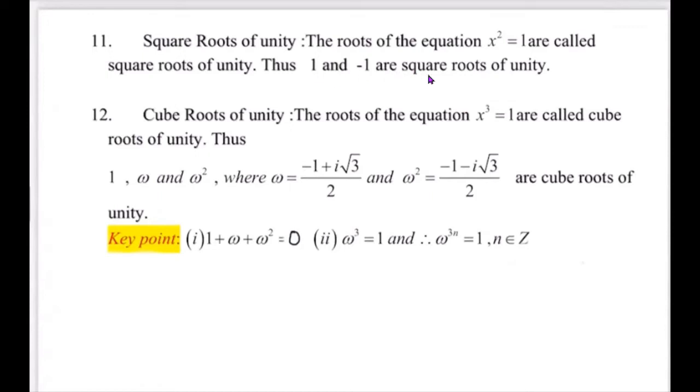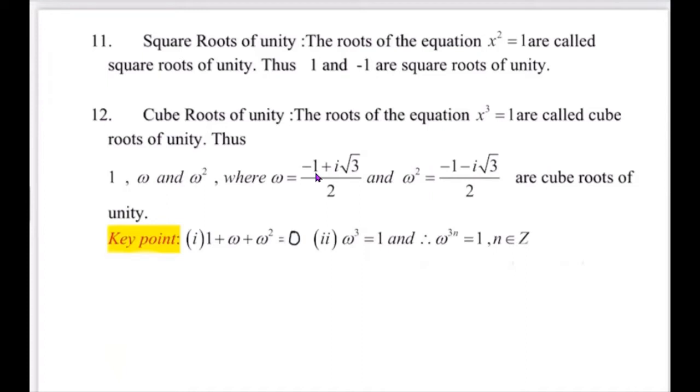So 1 and minus 1 are the square roots of unity. That means when you square these numbers, you get 1. 1 square is 1. Square of minus 1 is 1. In the same way, cube roots of unity are the roots of the equation x cube equal to 1. Solving x cube equal to 1, we get 3 roots, 1 omega omega square. X cube equal to 1 is a cubic equation. It will have 3 roots.